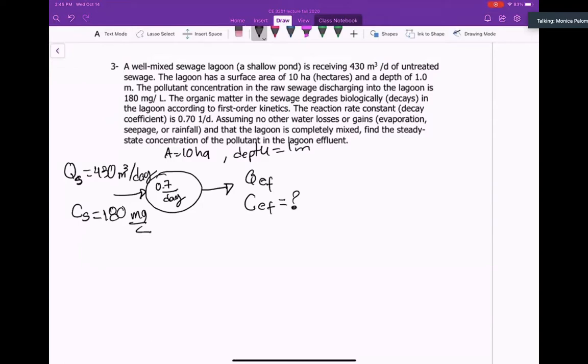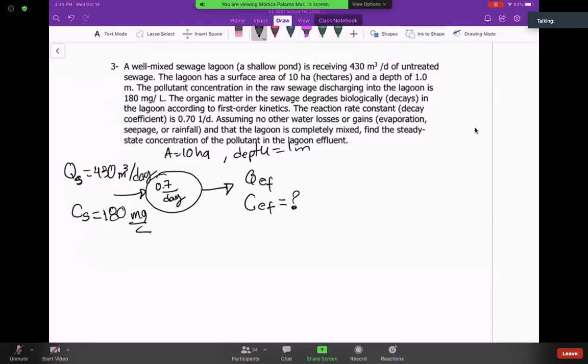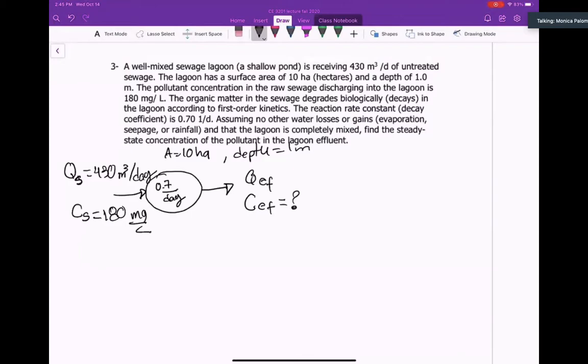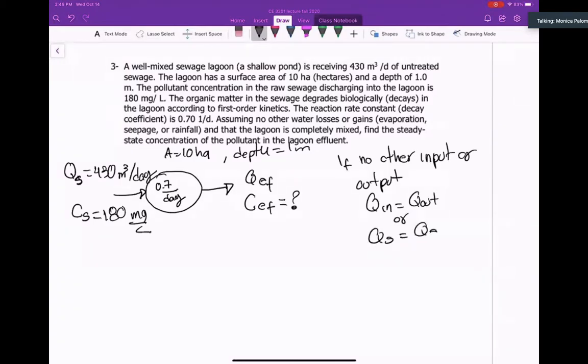Do we know the flow rate that goes out? It should be equal to Q in. Q out should be equal to Q in because, according to the statement, there is no other input or output, is there? So if there is no other input or output, in this case Q in equals Q out, or Q_S equals Q_E.